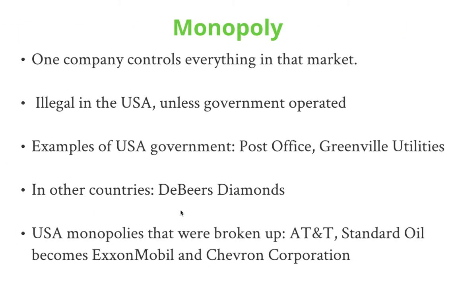All right, then you got a monopoly, and that is when one company controls everything. Monopolies are illegal in the United States if they are private, but if they are government operated, then they are legal. And so your example of United States government operated monopolies are like the post office, Greenville Utilities.